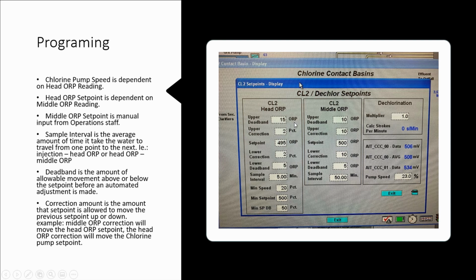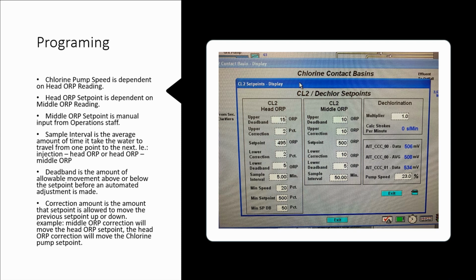On the left-hand side, the AIT CCC 00, a little bit further over, right-hand side, right over here, there. 506. So when I took this picture, the ORP probe is reading 506 and it's looking to hit 495, the set point shown on the left column.